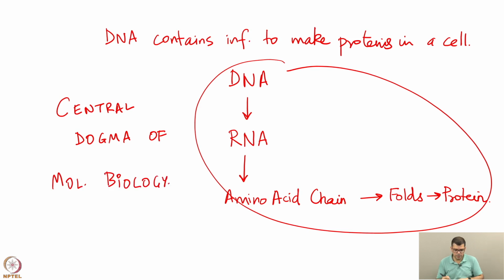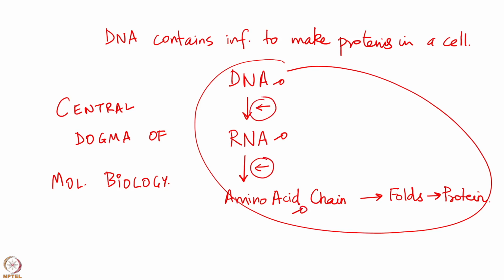So, we'll dive straight into this, and essentially what we want to understand is what these three species are as a chemical entity, and what these two processes are which facilitate information that is contained in DNA being taken to a level where we have an amino acid chain. So, that is our goal, understanding these three species and understanding these two processes. We will start with DNA.